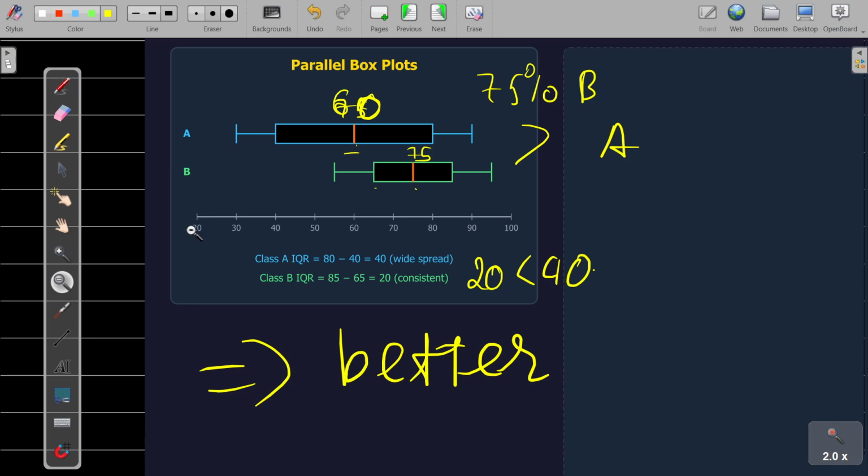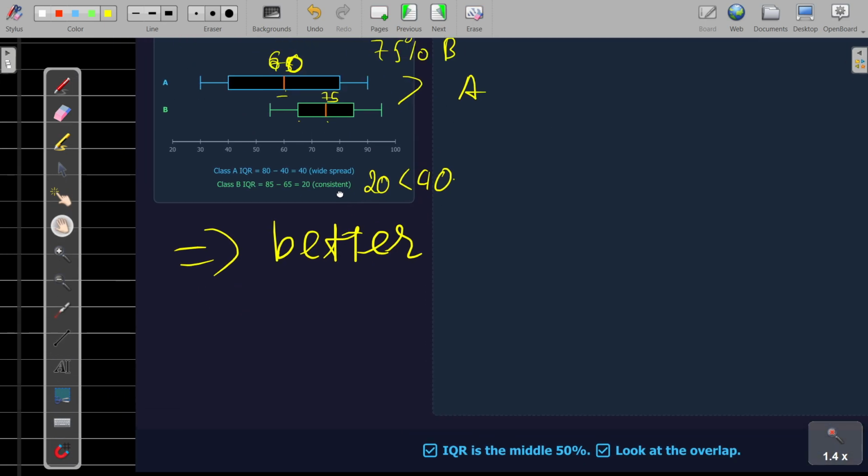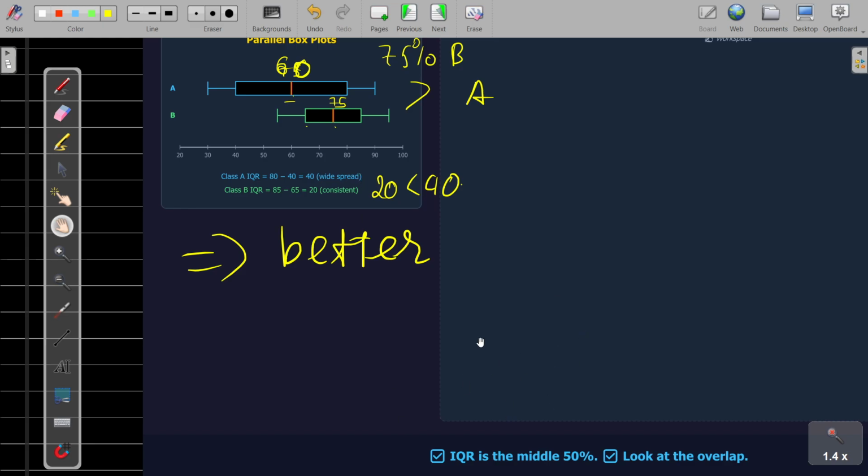So to repeat our habits, we just finished that. Again, the middle 50% here. To measure consistency, use IQR, and remember IQR is just the middle 50% of the data. And to decide who performed better, don't just look at the medians, you want to also look at the overlap of these boxes right here.